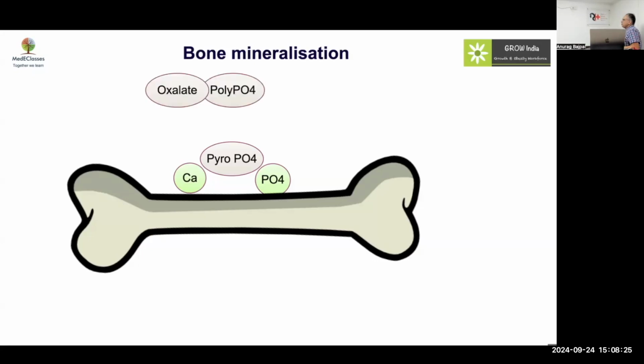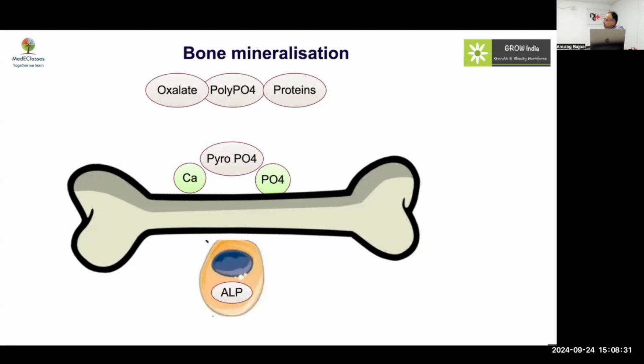There are multiple proteins and other factors which regulate the exposure to this pyrophosphate. The osteoblast produces alkaline phosphatase, which has a degrading effect on pyrophosphate, and this removes the inhibition of mineralization, allowing bone formation to happen. So alkaline phosphatase is very important. If you don't have any alkaline phosphatase, you will have no bone mineralization.